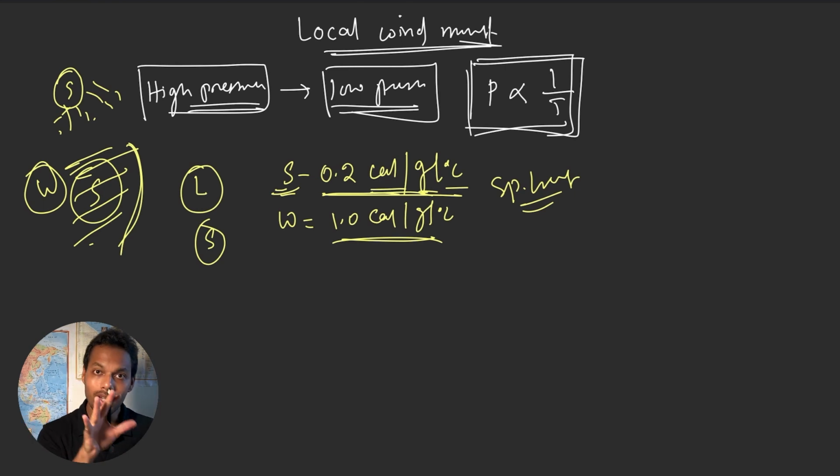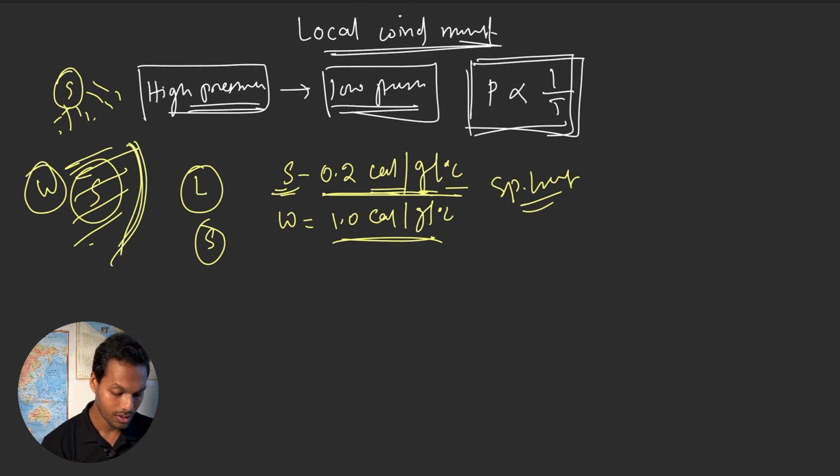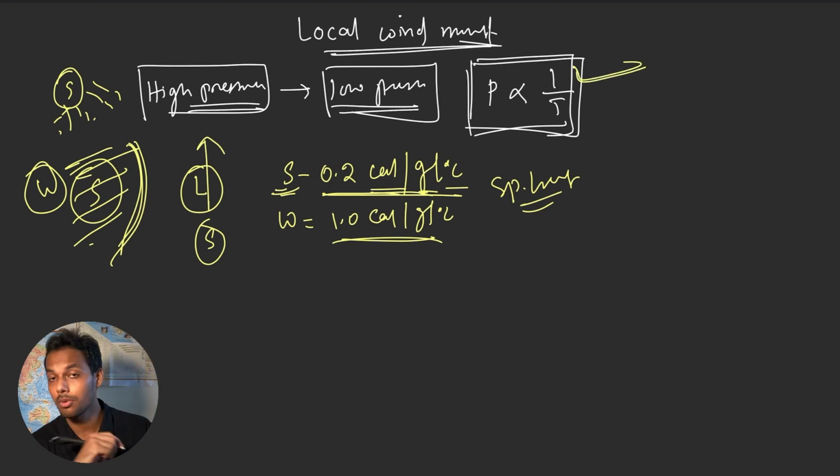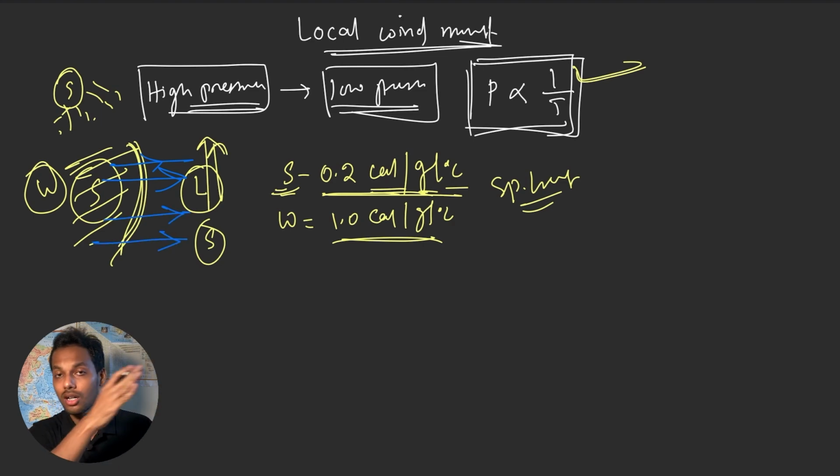So when an equal amount of solar radiation is falling on both water bodies and land, which one will get warmer faster? Water or soil? Since soil needs less energy, the soil and land mass will warm up faster. When the land mass warms up quickly, the pressure there decreases, as I told you, pressure is inversely proportional to temperature. And wind always moves from higher pressure to low pressure. So from the sea surface, or water body, wind will move towards the land mass.